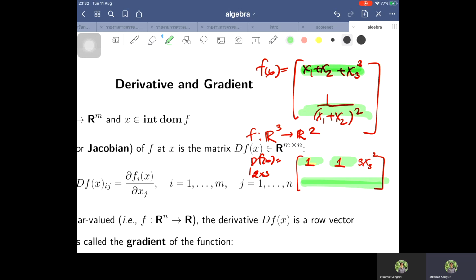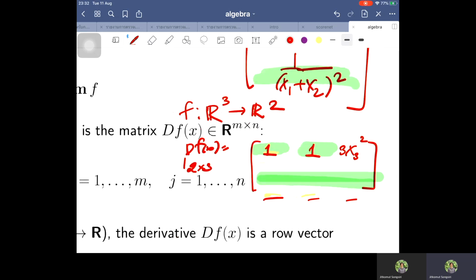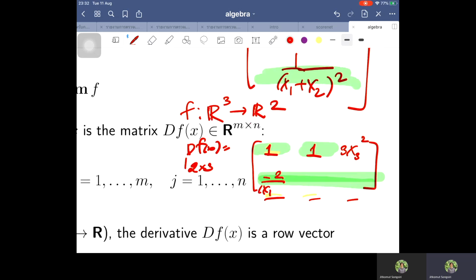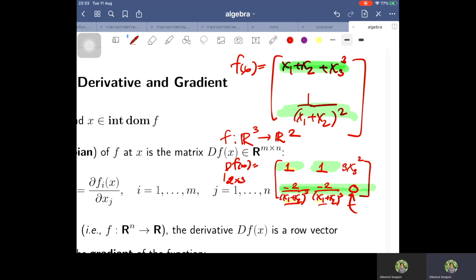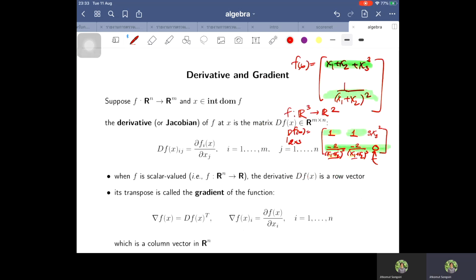Now the second row is going to be the derivative of f2 with respect to x1, x2, and x3. So it's going to be minus 2 over (x1 plus x2) cubed. The next term would be the same, minus 2 over (x1 plus x2) cubed. And the last entry is the derivative of f2 with respect to x3, which is 0. Very simple by the definition. This is the first derivative, or the Jacobian matrix.